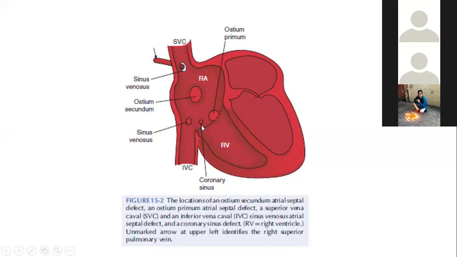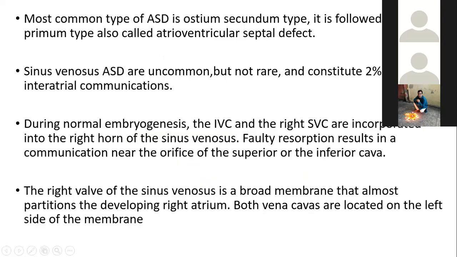The other type is the coronary sinus type, where the coronary sinus enters the right atrium. There can be a defect in the ostium of the coronary sinus, leading to left to right shunting, or, unusually, the roof of the coronary sinus can be absent, and this leads to a connection between the right atrium and left atrium.